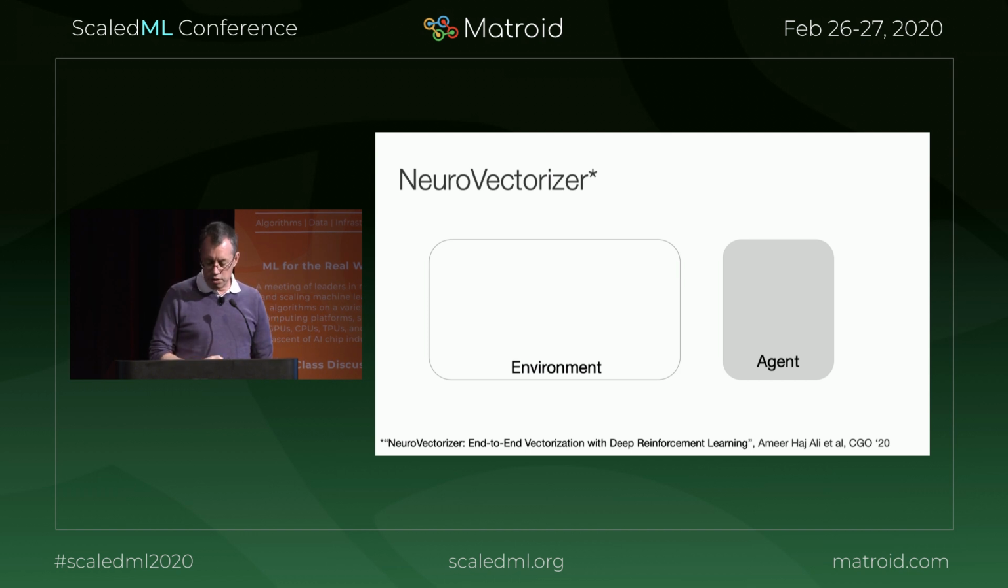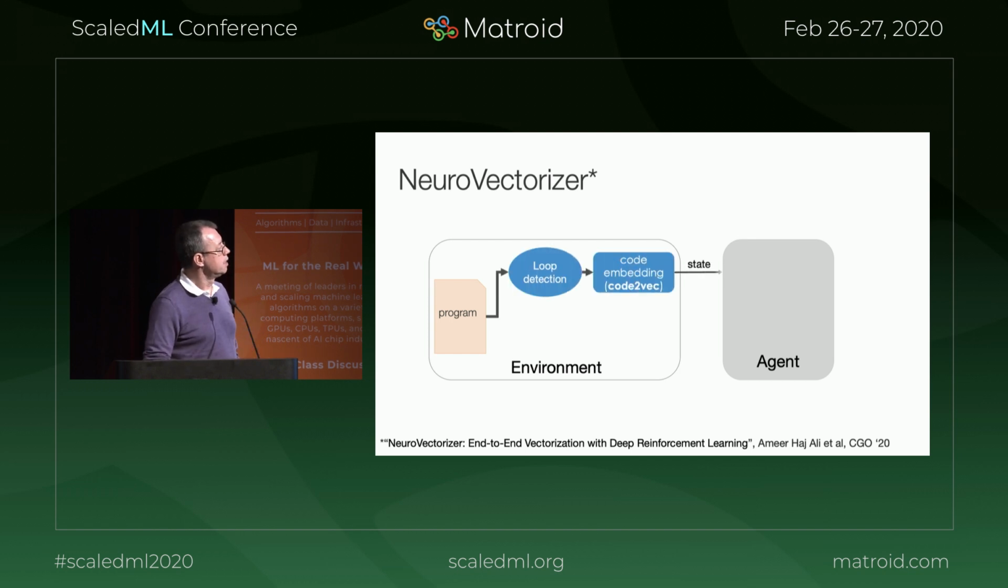So to choose these parameters, we build this neurovectorizer. And here I'm also showing you the system. Basically, you have the program. Then you do loop detection and extract loops. Then you use code2vec to do code embedding, to represent the state of the environment to the agent. On the agent, we are again using PPO, proximal policy optimization.